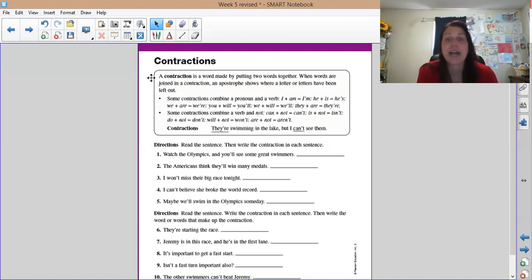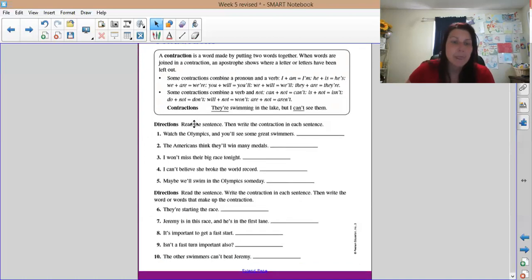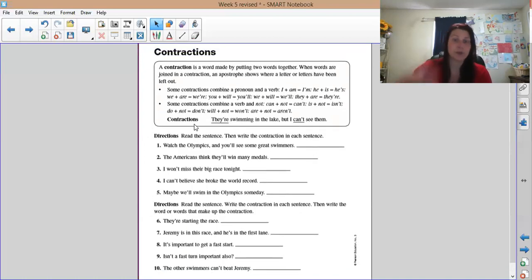But okay, so let's read our sentences, write the contraction in each sentence. So if you're doing this in your journal, you can just write the numbers going down. We have 10 here. We have 10 sentences. So you can number it 1 through 10, and you can just write the contraction on the line for your answer. You do not have to write the whole sentence, okay? All right, number 1 says, watch the Olympics and you'll see some great swimmers. So can you find the contraction in the sentence?